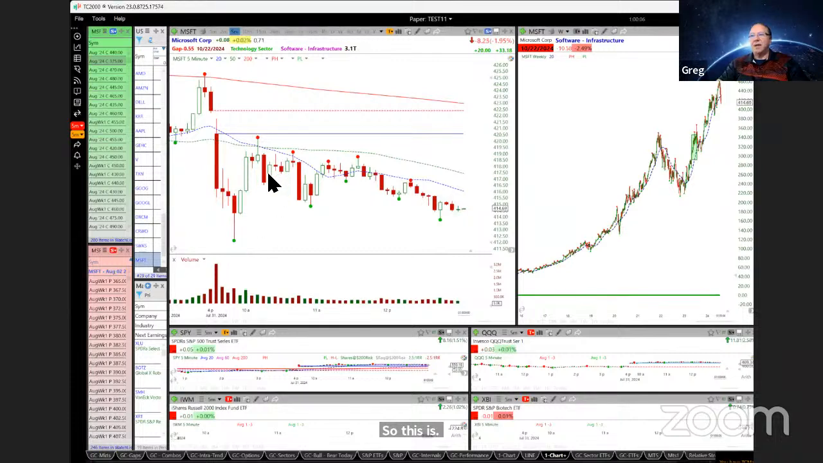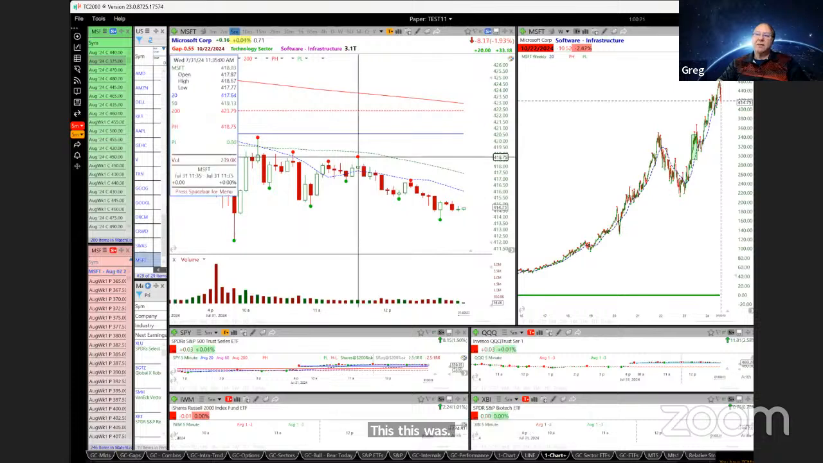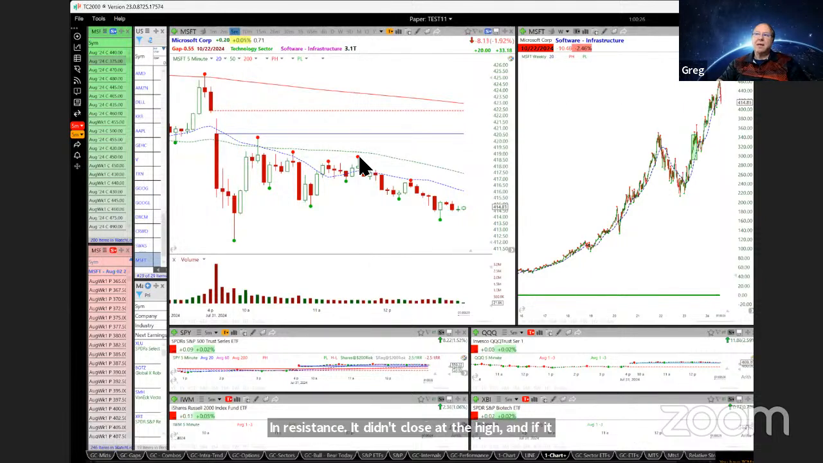And what it should have done was, when it retested this area and began to go sideways at this resistance, it should have begun to go up. And notice this tail right here. This was a green bar in resistance. It didn't close at the high. And if it had, it would have continued to build on a belief that this could go up.